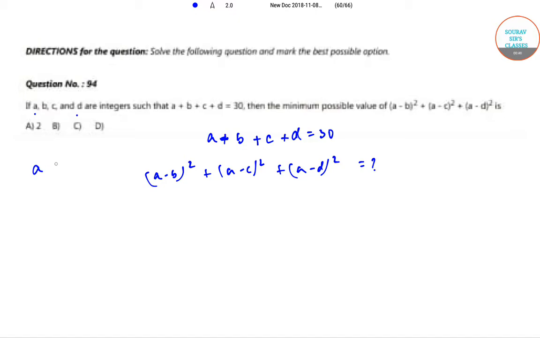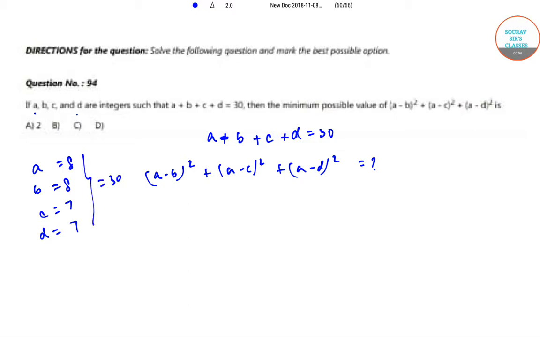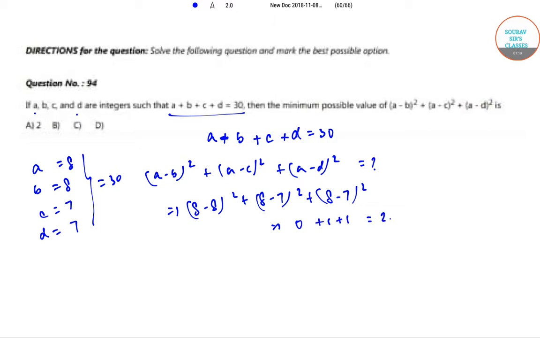So let A equal 8, B equal 8, C equal to 7 and D equal to 7. Then the summation gives us 30, so it satisfies this criteria, and thus the minimum value would be (8 minus 8) squared plus (8 minus 7) squared plus (8 minus 7) squared, that is 0 plus 1 plus 1 equals 2. So the minimum value of this expression is 2.